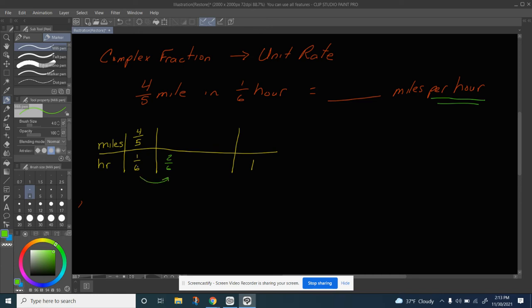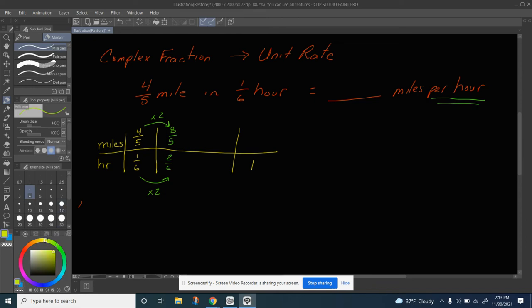So to get from 1/6 to 2/6 of an hour, I'm going to need to multiply by 2. And if I multiply by 2 on the bottom, I'm going to multiply by 2 on the top. So that gives me 1/6 times 2 is 2/6, and 4/5 times 2, remember this is like a 2 over 1, is going to be 8/5.